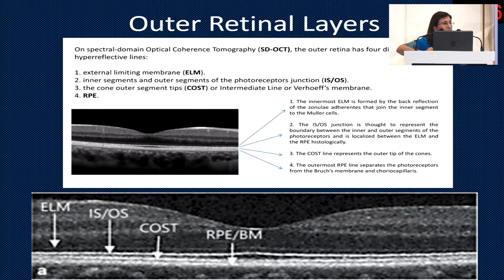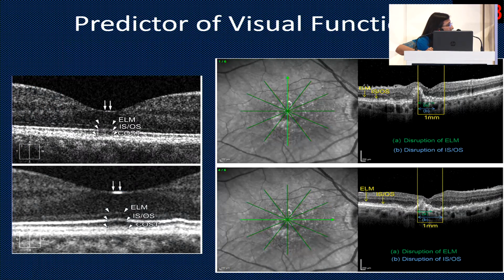When we're talking of this area, another term that you should all know is the ellipsoid zone or the IS-OS junction. This is very important. This is where the photoreceptor inner segment, outer segment junction is. The integrity of this is very important for prognosticating the visual function. So wherever you can clearly see this, you know the patient is going to recover good vision even if there is edema. But where we have a loss of this IS-OS junction, there we know that even if the edema resolves, the patient is not going to recover good vision. So it is good to help and inform the patient.